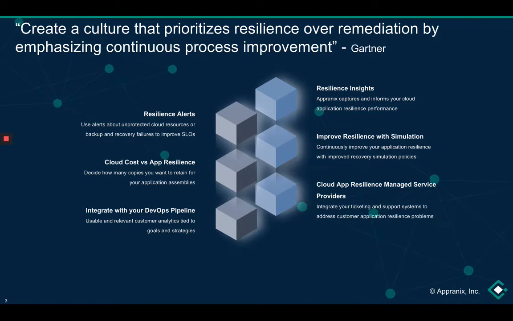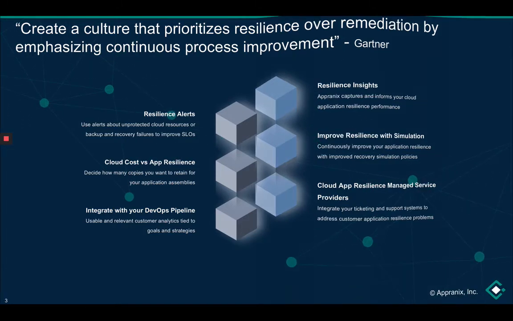And also turn on the resilience simulation, as I mentioned earlier. You can improve the resilience by allowing the Appranix system to simulate your application environment recoveries. There is a good presentation and, in fact, a webinar that we did on the simulation aspect of it. Please go and check whenever you get time. And finally, you could pretty much integrate your application resilience with your DevOps pipeline. That way, Appranix will continuously make sure that your environments are protected even if you are making frequent changes to your application environment.